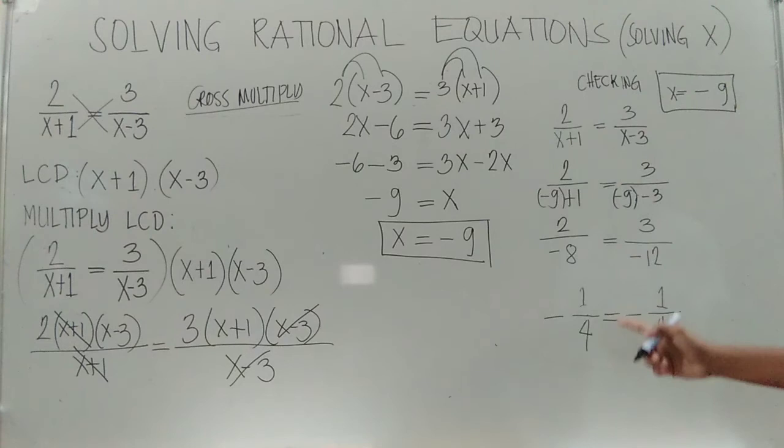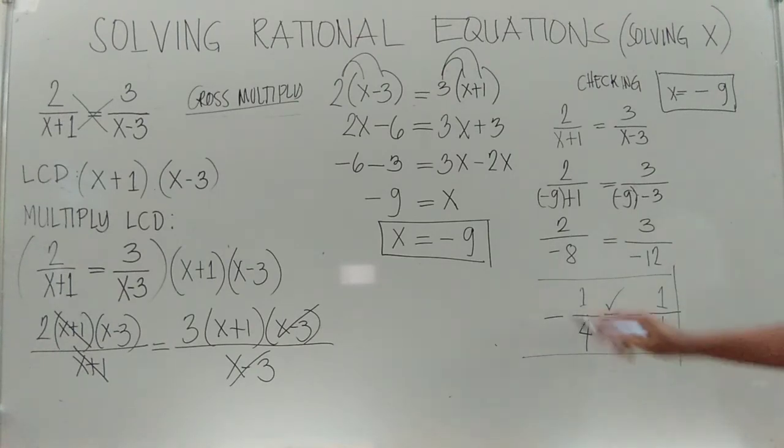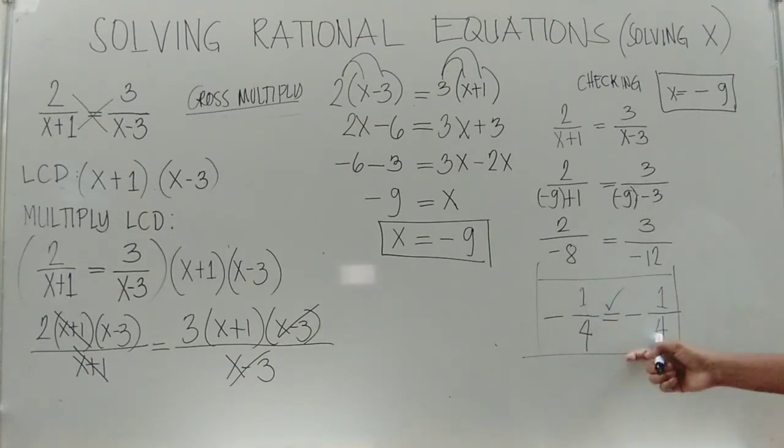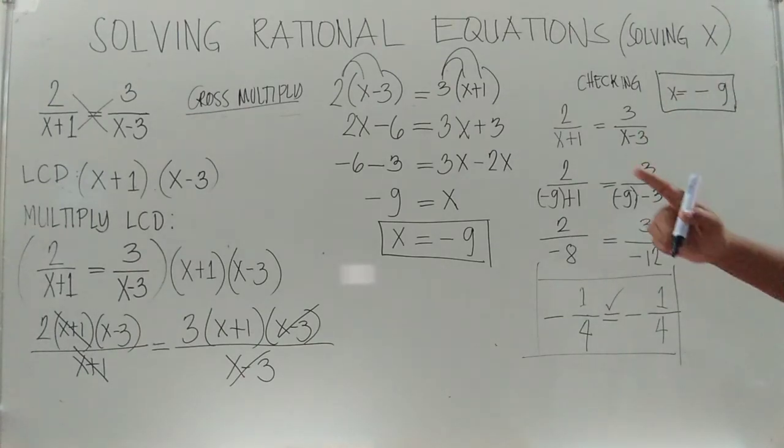So is this true or false? So we can say that negative 1/4 is equal to negative 1/4, and that is true. So therefore, because it is true, x equal to negative 9 is a solution of our rational equation. So I guess that we are clear on this example.